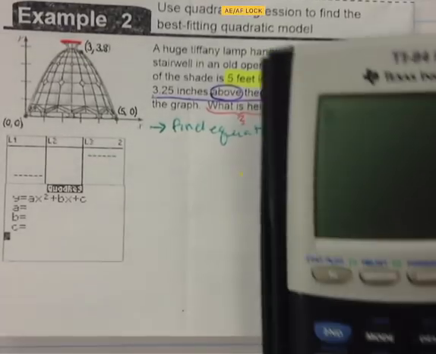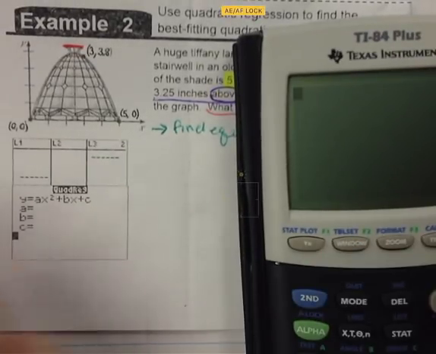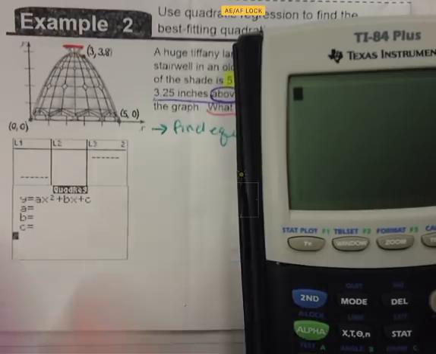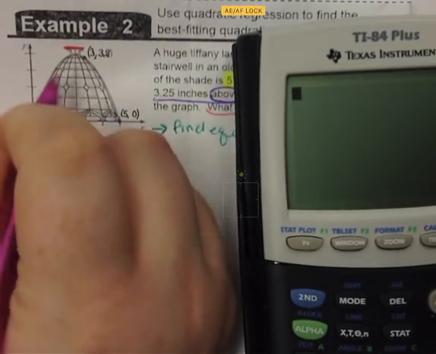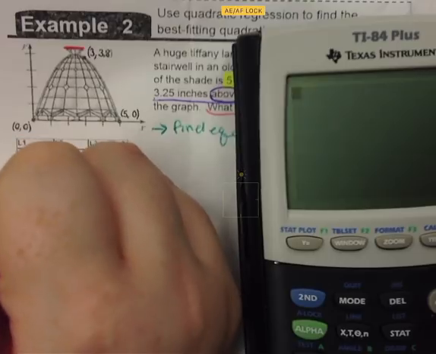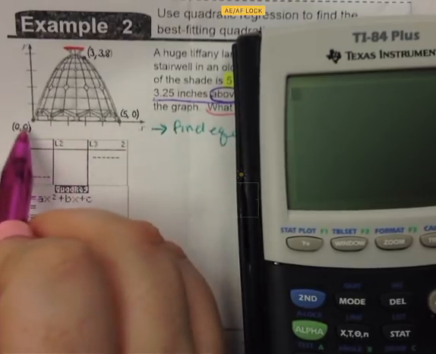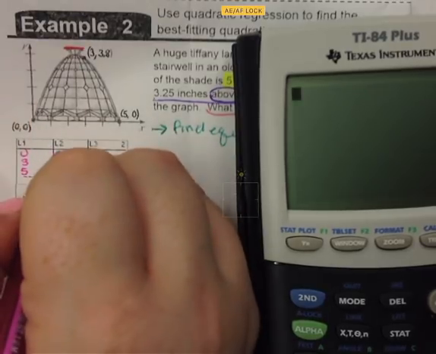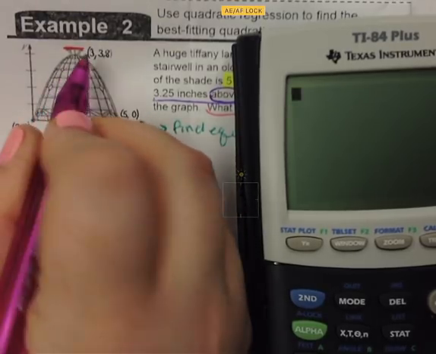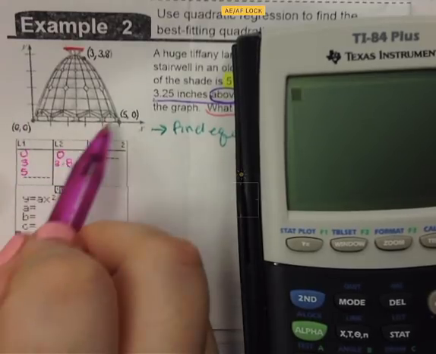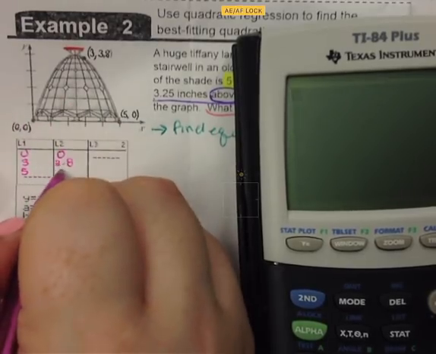I need to find the equation. So in my L1s, I remember to put my x values. My x values are at 0, at 3, and at 5. My L2s are going to be my y values. So at 0, the y value was 0. At 3, my y value was 3.8, or 3 8/10. And then at 5, my y value was also 0.